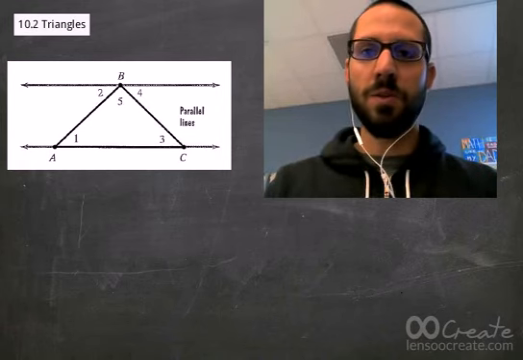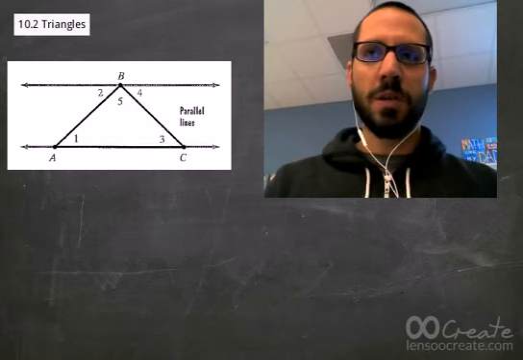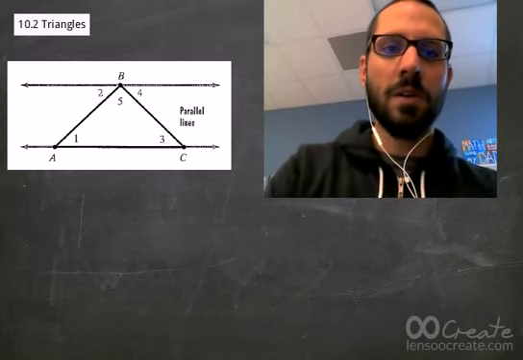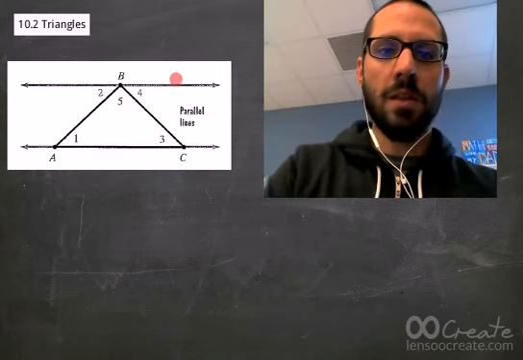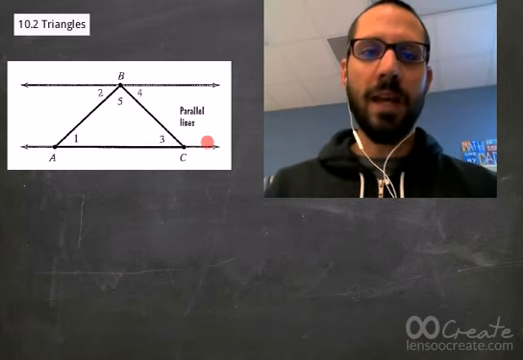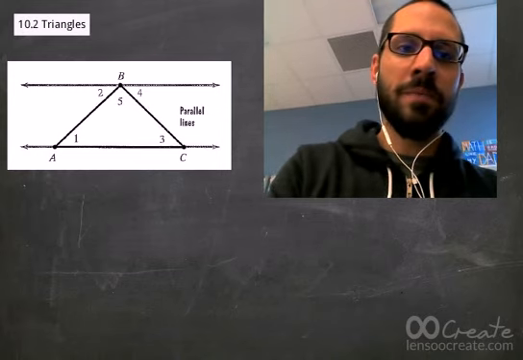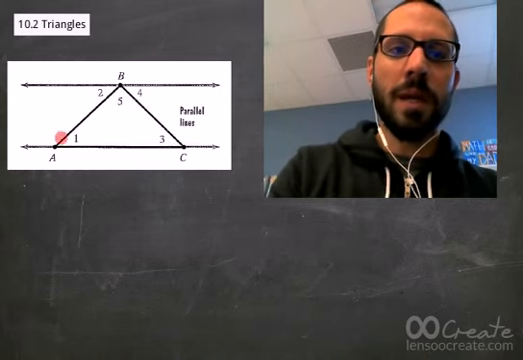All right, transition section 2, 10.2, triangles. First thing we're going to look at is some parallel lines. Line B is parallel to line AC, and then we've got these lines intersecting them.